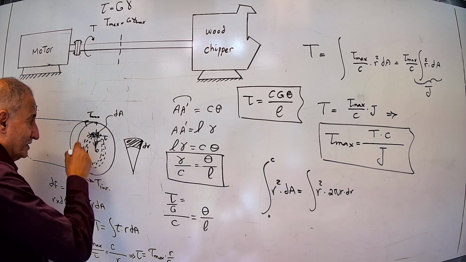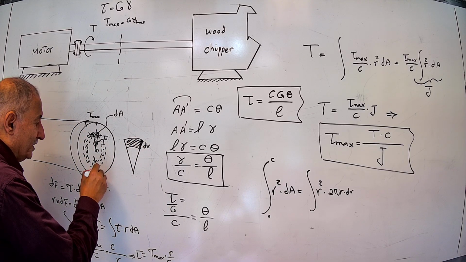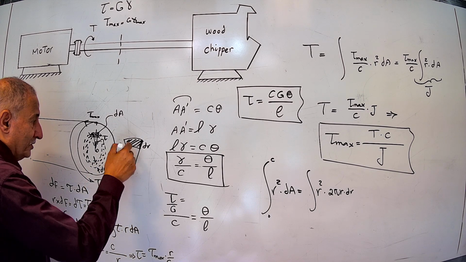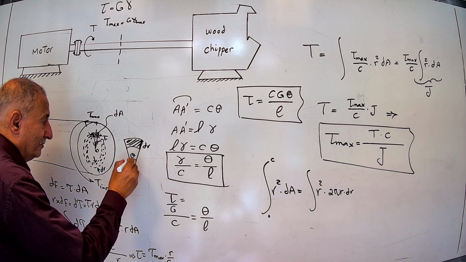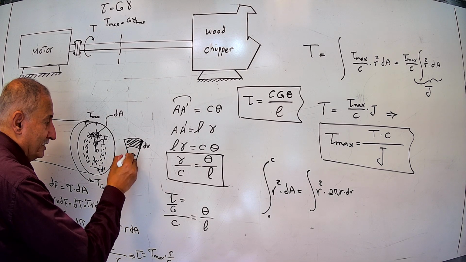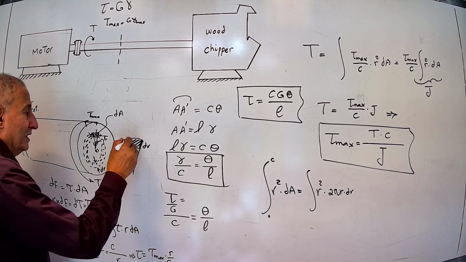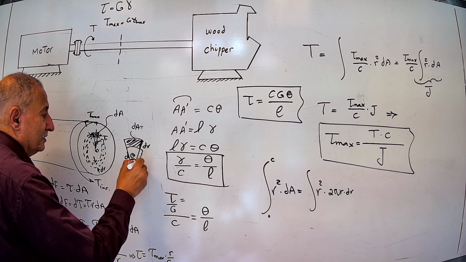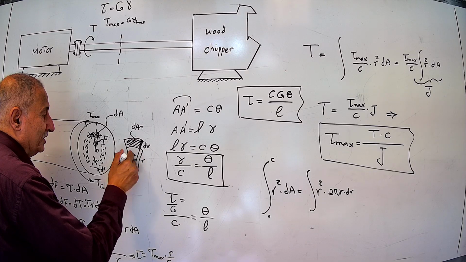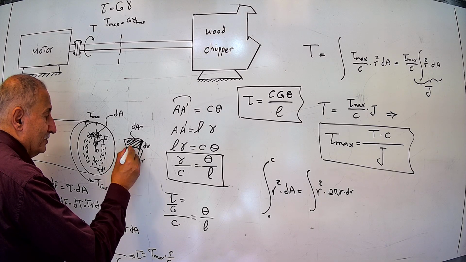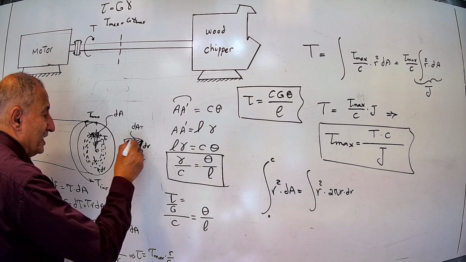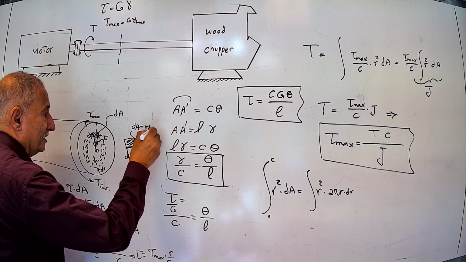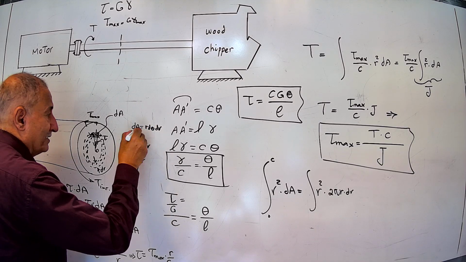This is another method. One method is to consider a ring with thickness dr. The other method: this angle is theta, or you can say d theta, a small amount. And dA is equal to this length, which is R d theta, times this length dr. This area is R d theta dr. That's another form.